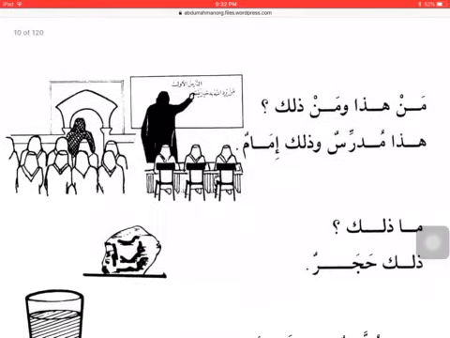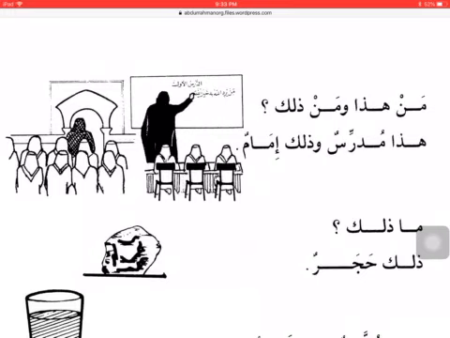Okay. Now, من هذا ومن ذلك. Remember we said man means who. Who is this and who is that? So we are wanting to find out about these two people who are in the front of each of these two pictures. The answer is هذا مدرس. This is a teacher. The first one, the black is مدرس, the black clothes. This is a teacher. وذلك إمام, and that is an imam, the one who leads the prayer.